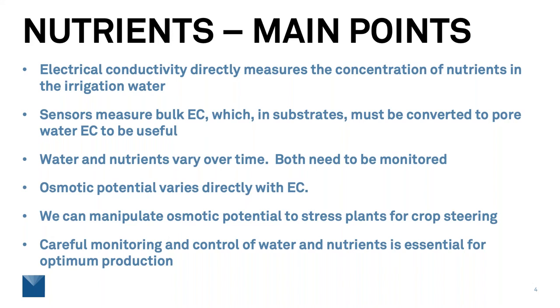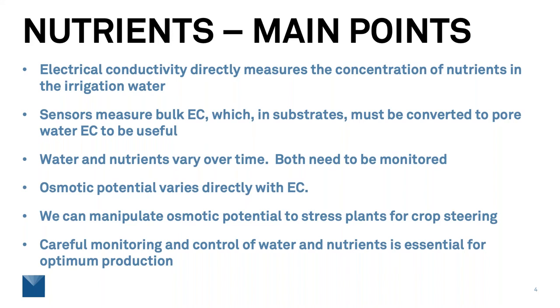Besides telling us the nutrient concentration, electrical conductivity also tells us the osmotic potential of the root zone, which is a measure of the water stress that the plant might be experiencing. And this is what we manipulate to give vegetative or generative cues to the plant for crop steering. Again, careful and timely monitoring is important, and Meter's Arroyo system makes that possible.